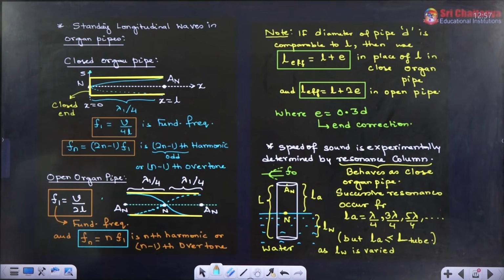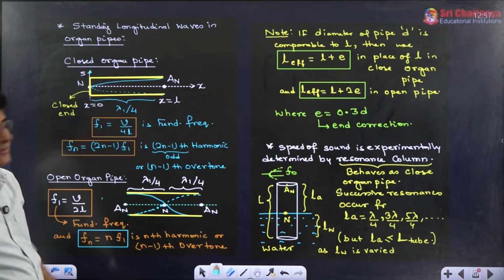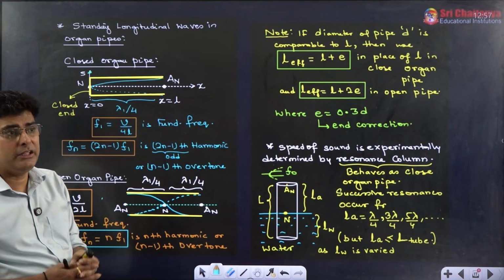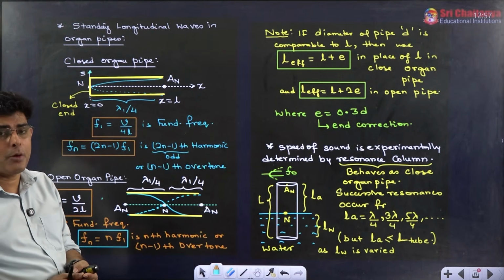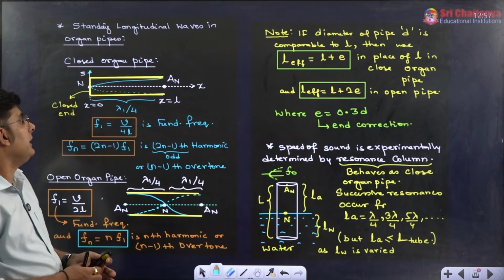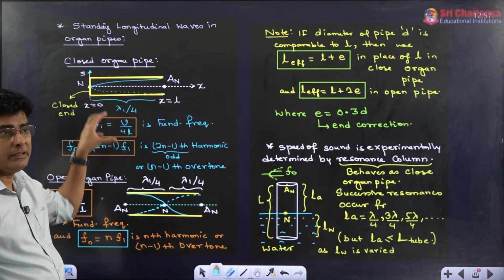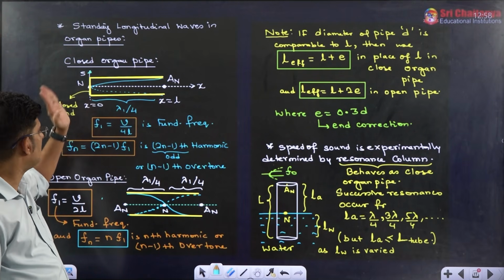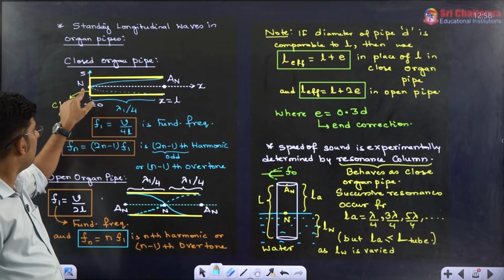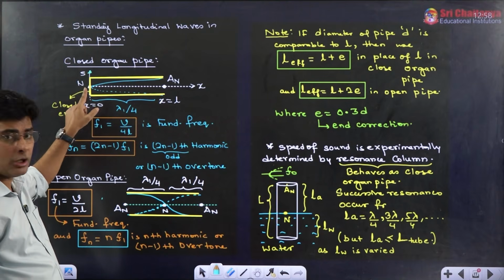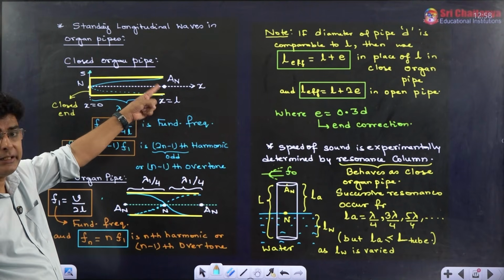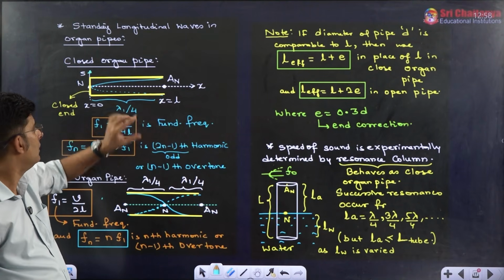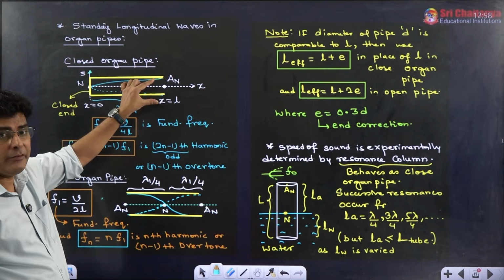Next, standing longitudinal waves in organ pipes. Now when two travelling waves superimpose from opposite directions, they form standing waves. Organ pipes are cylindrical pipes. One is a closed organ pipe, one is an open organ pipe. A closed organ pipe is closed at one end and open at the other. So the closed end is a displacement node or a pressure antinode. The open end is a displacement antinode or pressure node. So here standing waves are formed.